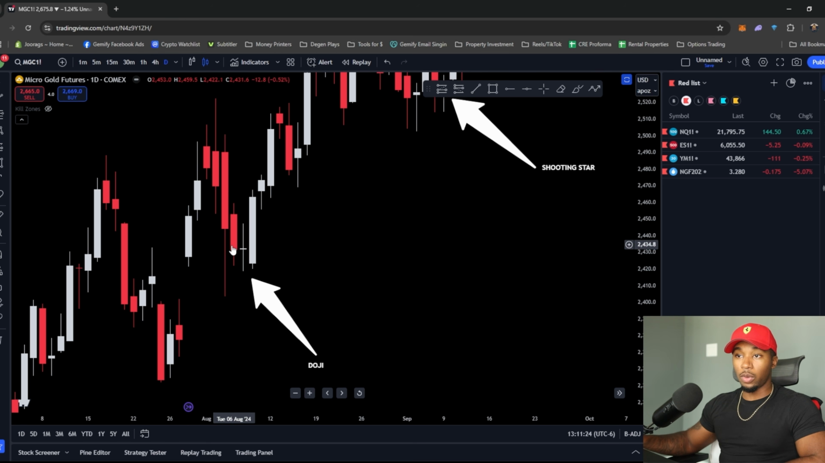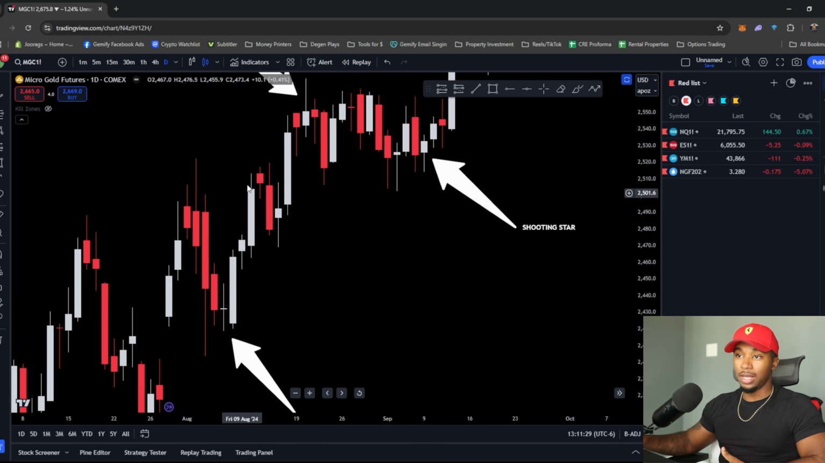So we see price was going down. We got our doji candlestick right here and price started going up. Right here again, down. We got our doji candlestick, price started going up. Very simple, smooth, and extremely valuable candlestick pattern to pay attention to and master.